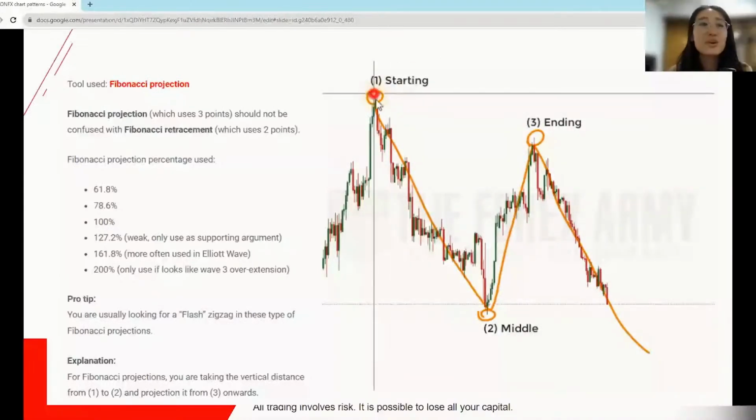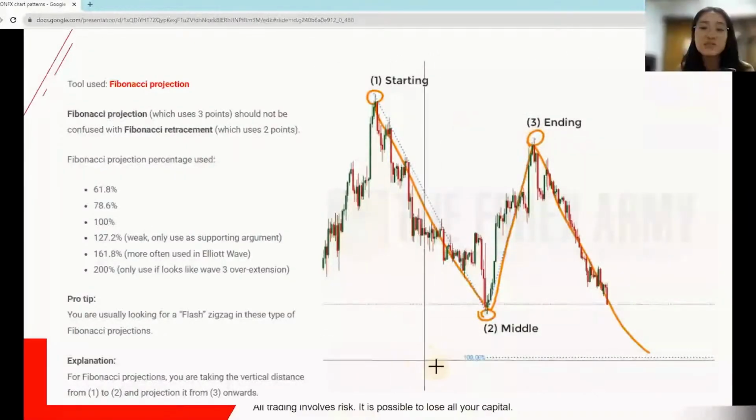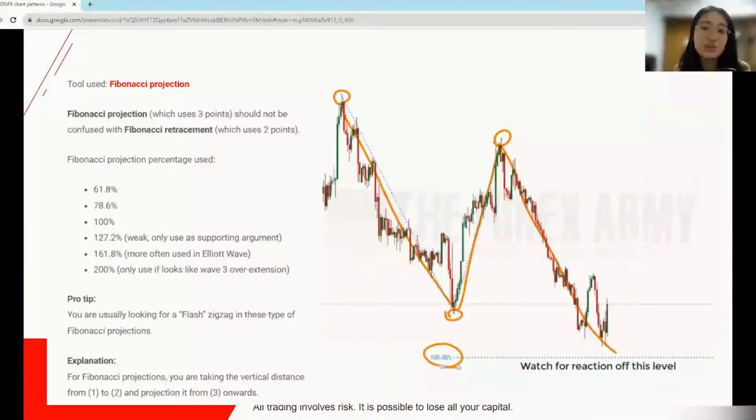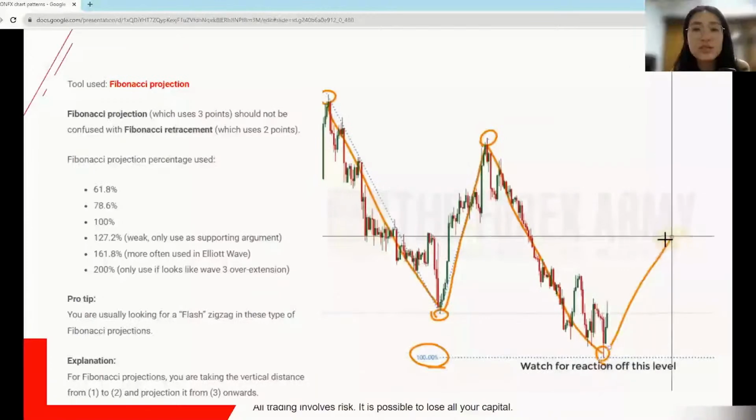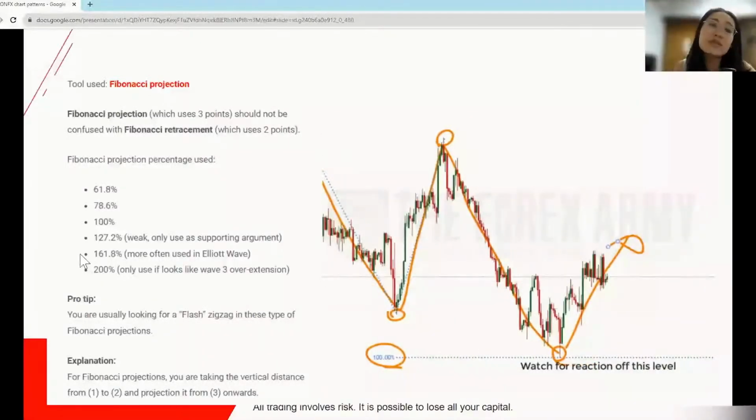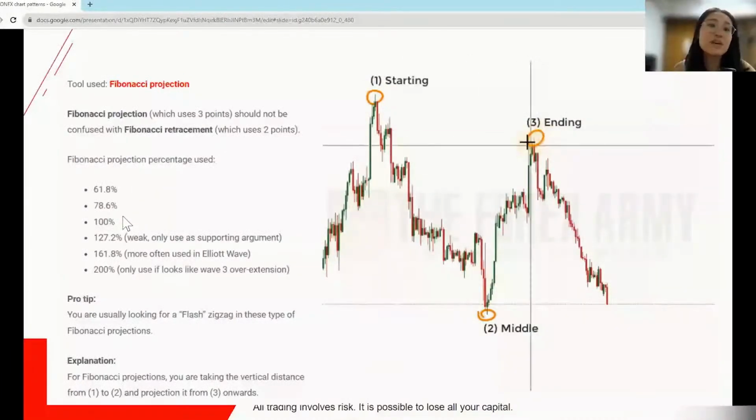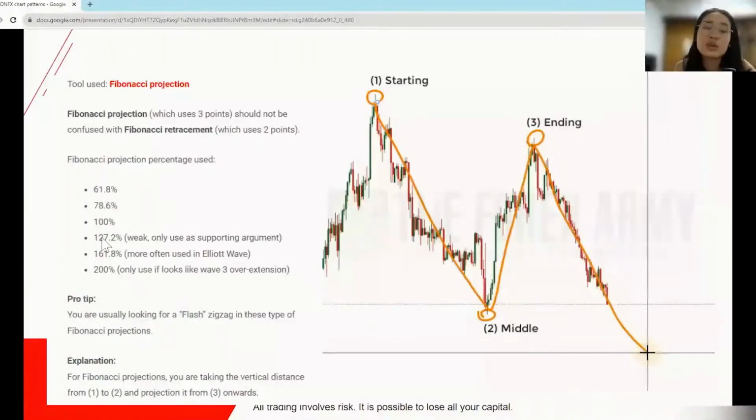So we have the Fibonacci projection, and this tool on MT4 is actually the Fibonacci extension tool. Ultimately, unlike the other 3 methods that we've gone through so far, this method actually requires 3 points. So we need the starting, the middle, and the ending point. For this technique, we use namely 3 percentages: 61.8, 78.6, and 100%. But if you're using Elliott wave, we also make use of the 161.8.